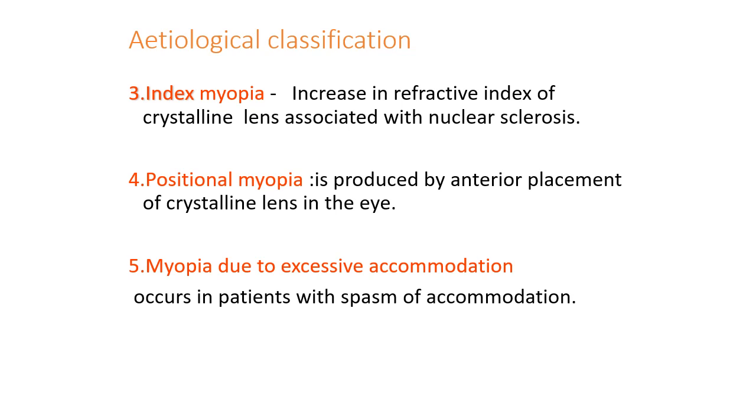Positional myopia is produced by anterior placement of the crystalline lens in the eye. So in some conditions, when there is a subluxation, if it is an anteriorly placed crystalline lens, you get a myopia. Myopia due to excessive accommodation: it occurs in patients with spasm of accommodation. In this patient, if there is a spasm of accommodation, the lens is bigger in size. So the light will fall in front of the retina.